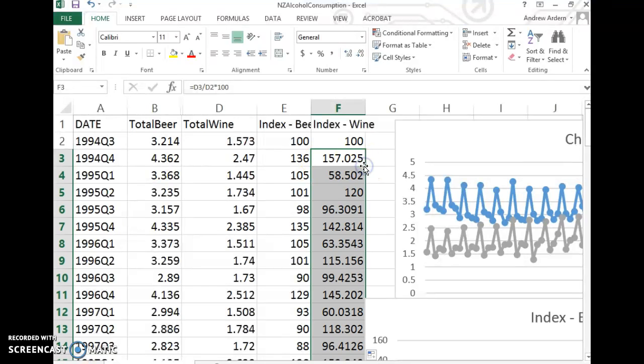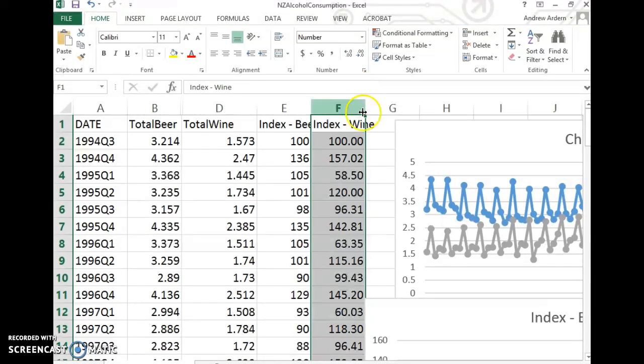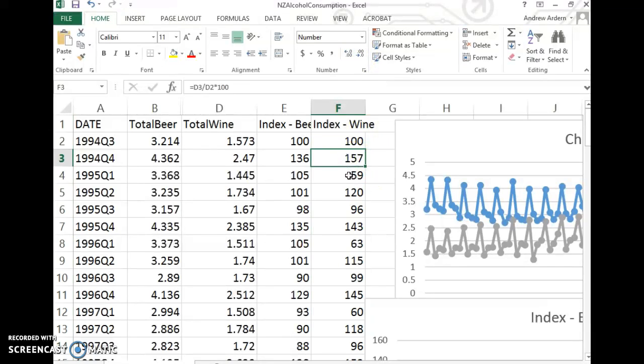Double click on that dot, drag it to the bottom, and just go and check. In fact, before I check, I'll just get rid of the decimal places because they're not really needed. Why aren't they going away? Another way to do it is to come in here and just go number. There we go. So 57% increase. This is a 41% decrease relative, sorry, in the wine column.